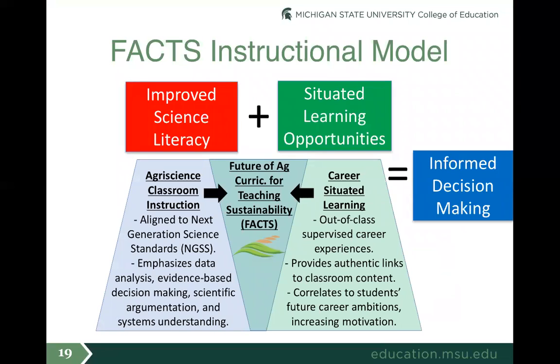So again, our FACS instructional model, this is a little more elaborate version of that, but again, we're combining improved science literacy with situated learning opportunities in agriculture education to enable more informed decision-making. In a sense, we see that the FACS curriculum is an intersection between agri-science instruction that is aligned to NGSS and uses three-dimensional science learning, with our situated career learning, our out-of-class experiences with people in the field in authentic environments. All of our decisions really reflect this model ultimately. Obviously, there's lots of details, but this is the big overarching goal.